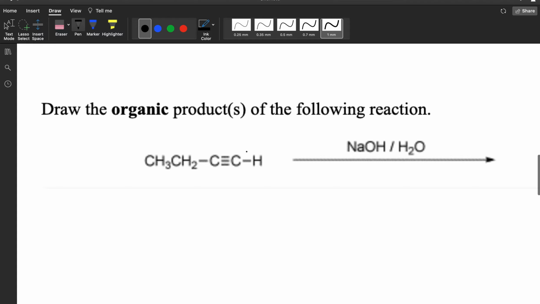So moving on to this example right here: draw the organic products of the following reaction. Over here you do have a hydrogen that can be pulled off. Now you have to think about what's doing the pulling, what is my base? NaOH in H2O usually has a pKa of around 16. On the other hand, this alkyne molecule right here has a pKa of 25.